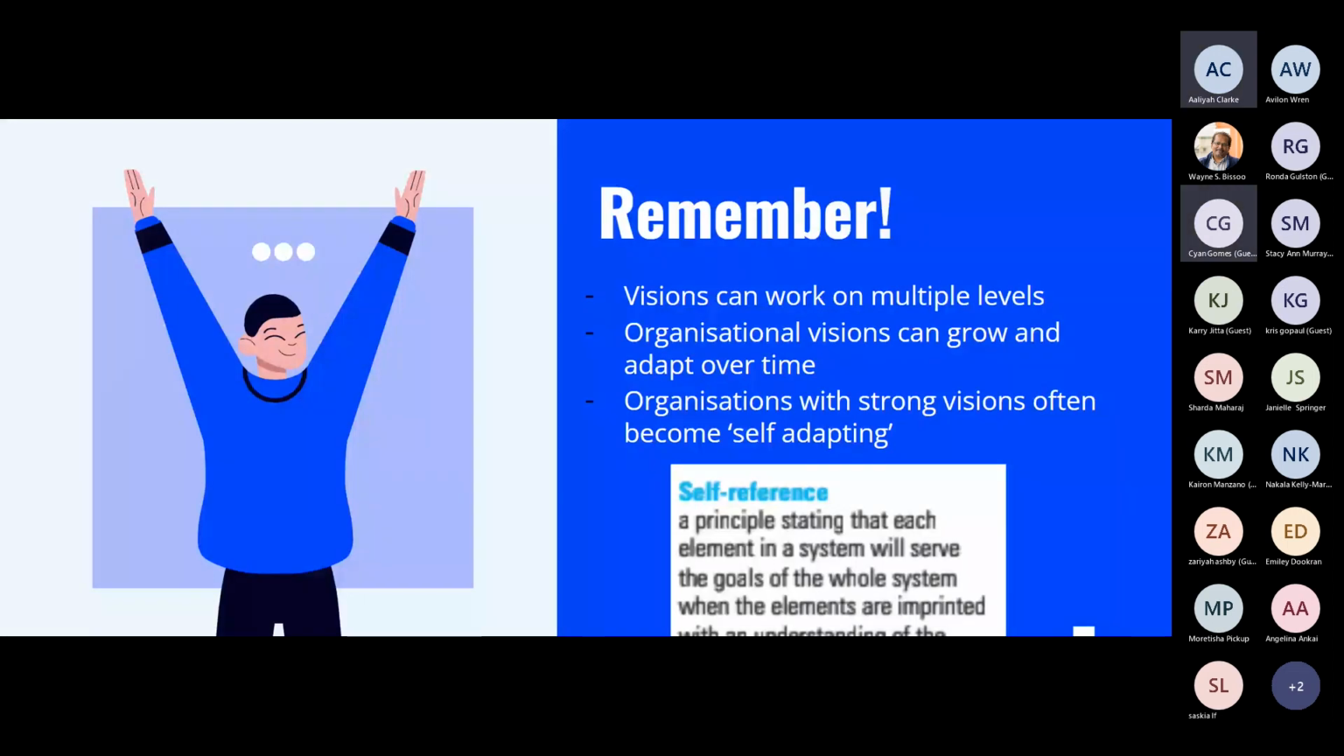And when every person involved understands and embraces a vision, the organization is described as self-adapting. So, although each individual acts independently, everyone works in the same direction. Another term for this self-adapting is the principle of self-reference, which by definition states that each element in a system will serve the goals of the entire system when the elements are imprinted with an understanding of the whole. So that just means, in fancy words, when everyone understands and is inspired by the vision, in their individual ways, they can work together towards that common goal in a much more energized and progressive way. Thus, the vision serves to direct and control people for the overall benefit of both themselves and the organization as a whole.